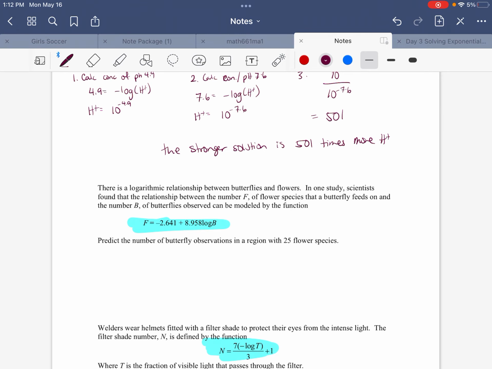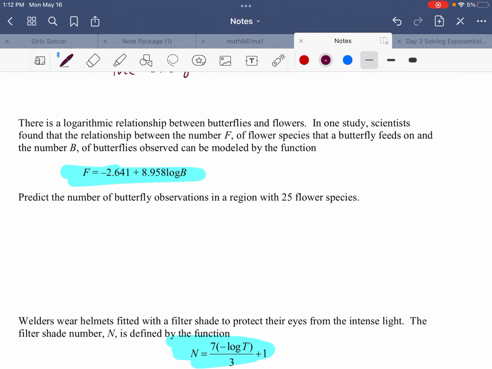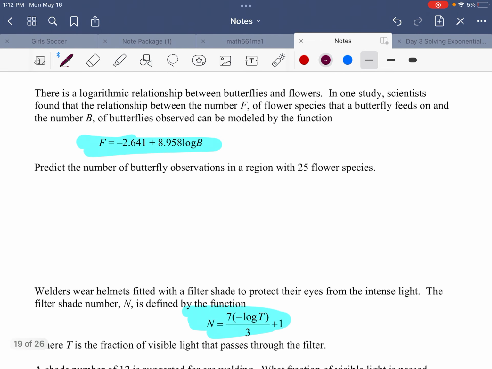There's a logarithmic relationship between the butterflies and flowers. In one study, scientists found that the relationship between the number F of flower species that a butterfly feeds on and the number B of butterflies observed can be modeled using this function. So predict the number of butterfly observations in a region with 25 flower species. So that is our F value. So we can put that in for F.